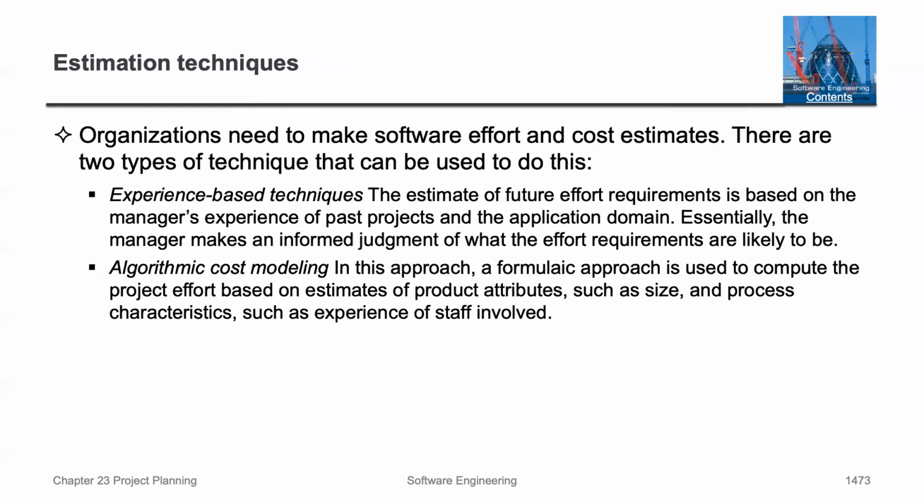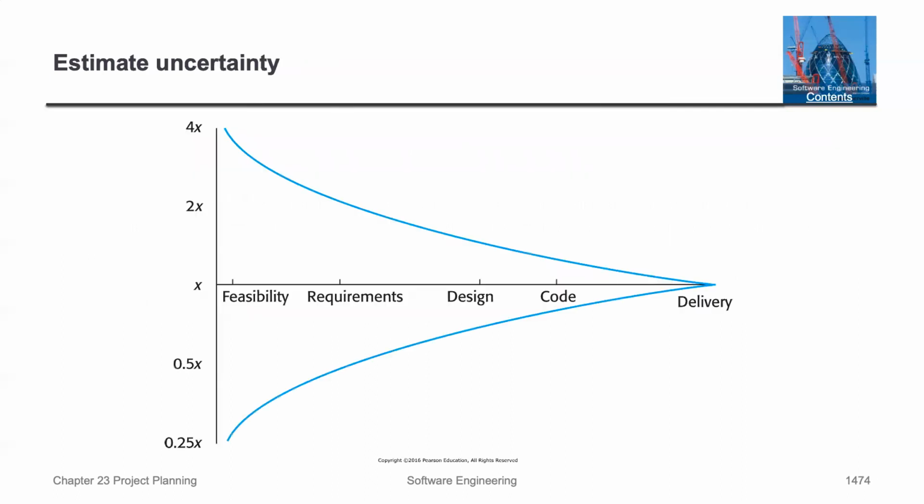Okay, well, let's talk about estimation techniques. Organizations need to make software effort and cost estimates. There are two types of techniques. There's the experience-based technique, where the estimate of future work is based on the manager's experience of past projects. And there could be algorithmic cost modeling, where a formula is used to compute the project effort based on estimates of product attributes. And so those are the two methods. And you can see the estimation uncertainty as you go towards delivery. Of course, as you get towards delivery, the estimate will be less, but in the very beginning, it could be fairly high.